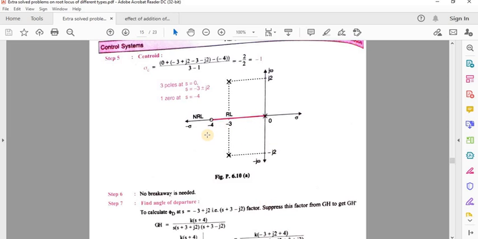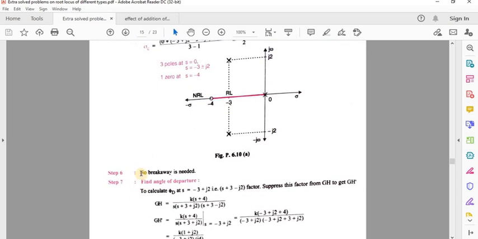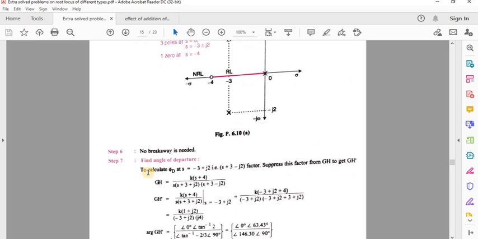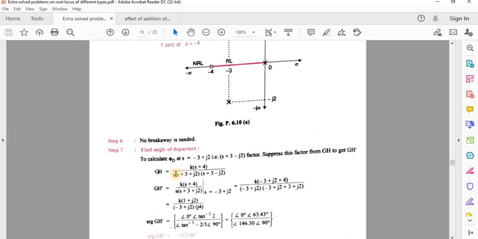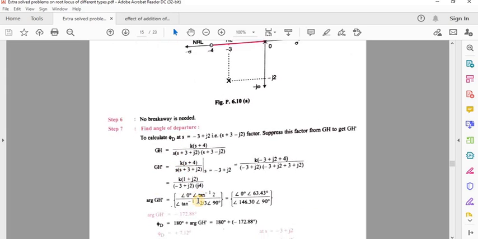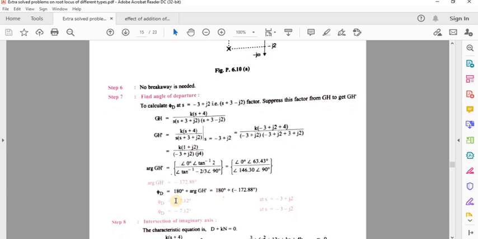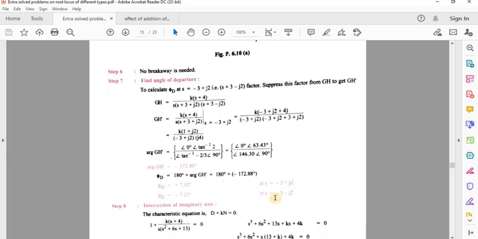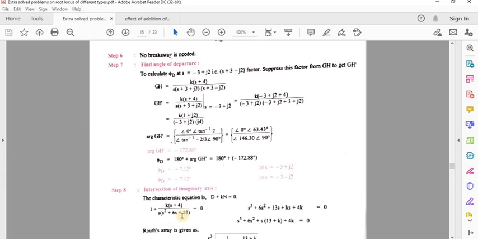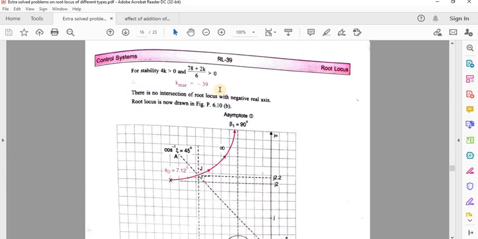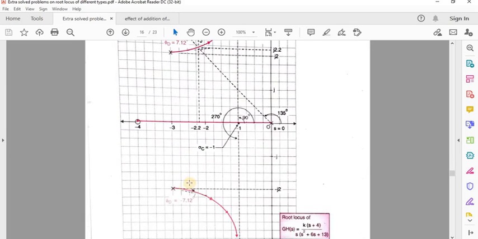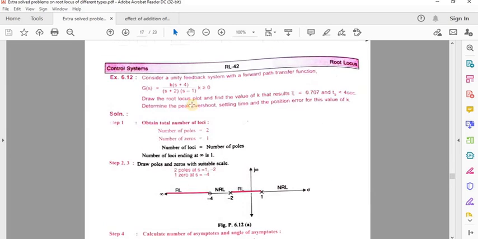Now the breakaway point is not required because there are complex poles in the denominator. So now find the angle of departure, using the same procedure. It is plus 7.12 and minus 7.12 for the two poles. Then the intersection with the imaginary axis. So the point is at, you can see here, where is the point?